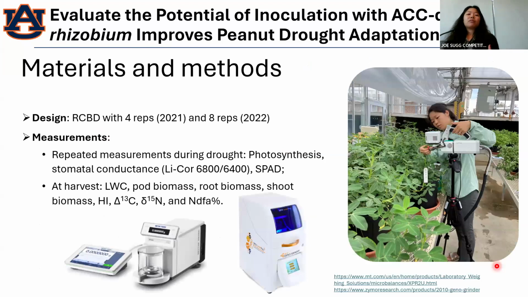We applied a randomized complete block design for this experiment with 4 reps in 2021 and 8 reps in 2022. We took multiple measurements for photosynthesis, stomatal conductance, and SPAD during the drought. The picture on the right side shows me taking photosynthesis and stomatal conductance measurements using the LI-COR 6800. At harvest, we collected data for leaf water content, biomass for pod, root, and shoot, harvest index, carbon isotope discrimination, delta nitrogen 15, and nitrogen derived from the atmosphere.